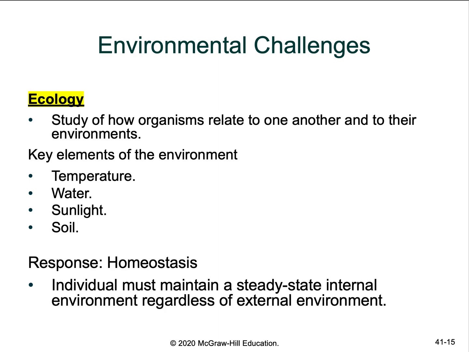That's going to segue us to the next chapter, talking more about species interactions and ecology. So ecology is how organisms relate to one another and to their environments. It's not an easy concept, just because ecology brings in a lot of different factors that can influence other species. But some of the key elements are temperature, water, sunlight, and soil. So this is what influences species.